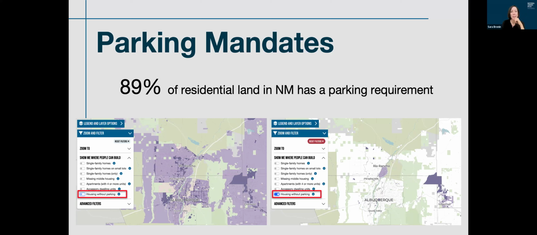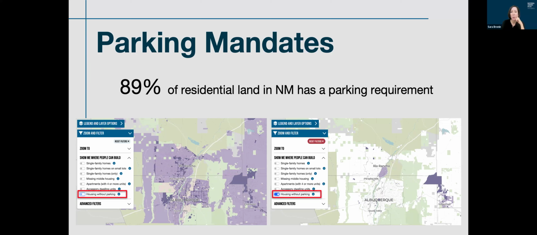Another thing that we log in our backend database is the extent to which local governments require that people build parking with residential construction. So we found that across the state of New Mexico, 89% of residential land has a parking requirement. And looking at these two images side by side, you can see a filter. And here we are back in the Albuquerque region. You can see the filter in our Show Me Where People Can Build list. At the very end, it says housing without parking.